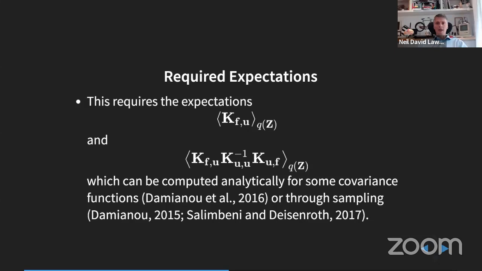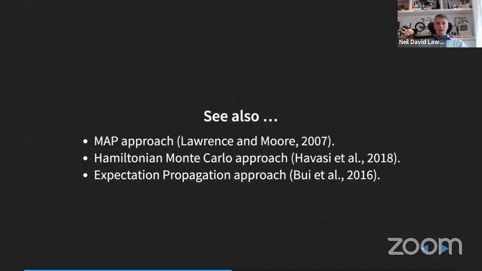But Hugh Salimbeni and Marc Deisenroth had a lovely paper on that. That makes these methods so that you don't even need to do this analytically. You can just put any covariance function in there you like, which is quite nice. I'm rushing through a little bit to make sure I get to some of the examples. There are other approaches as well.